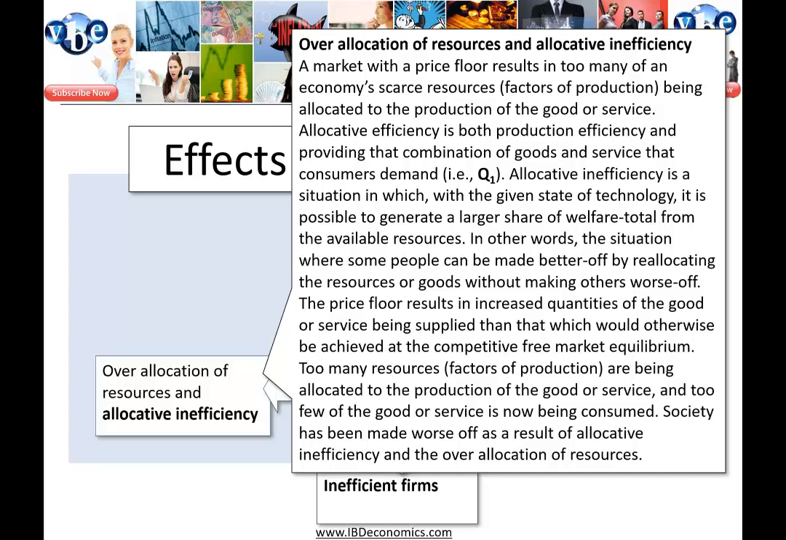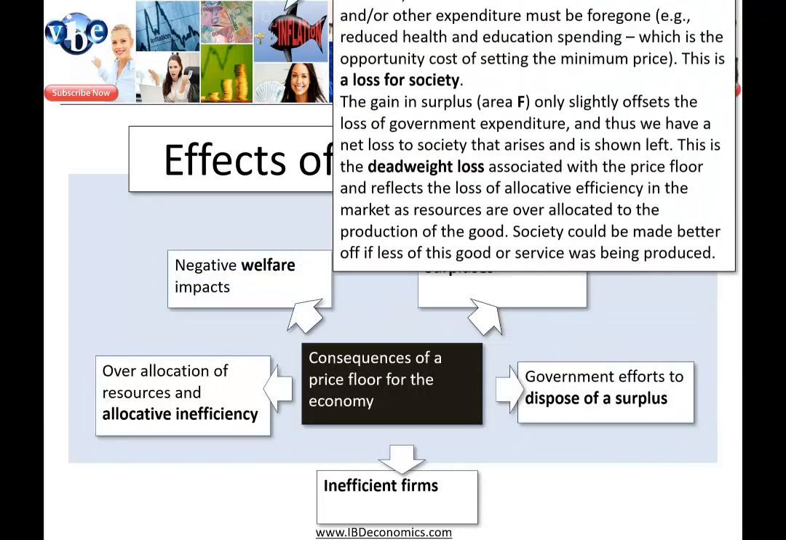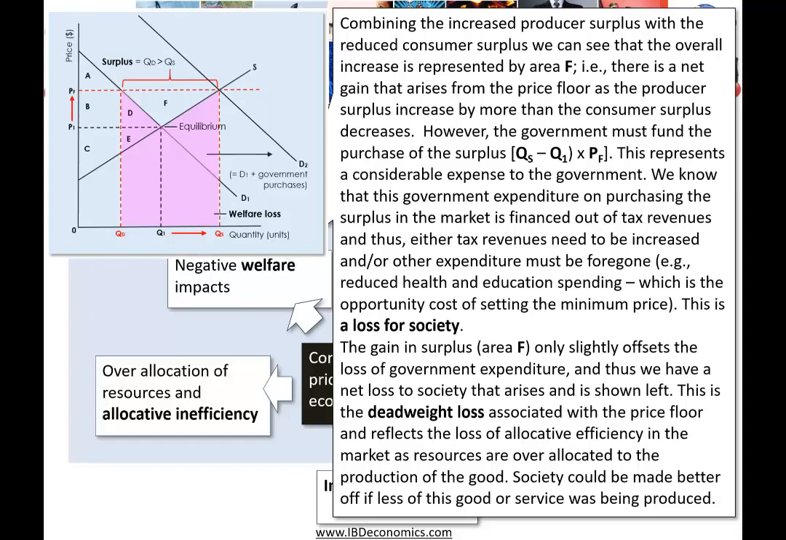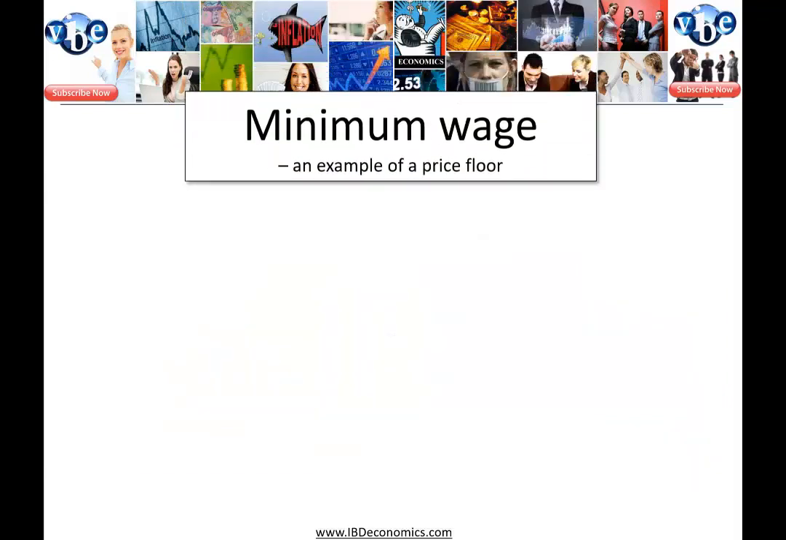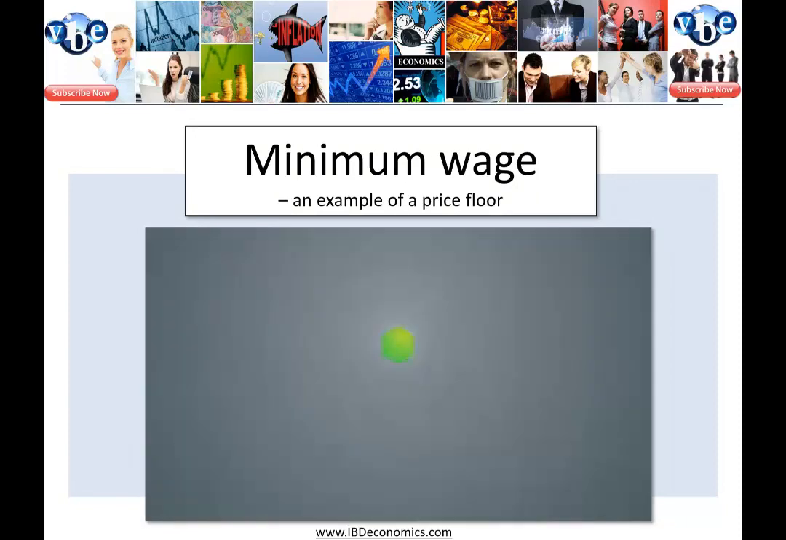Society has been made worse off as a result of allocative inefficiency and the over-allocation of resources to the production of this good. And we have those negative welfare impacts modelled there by the deadweight loss, that loss of welfare to society. And let's have an example of a price floor here, the minimum wage.